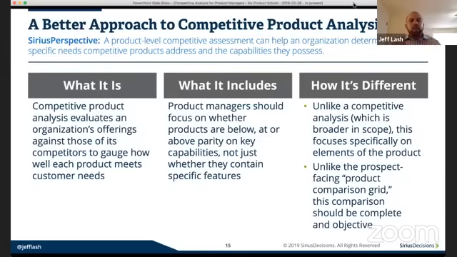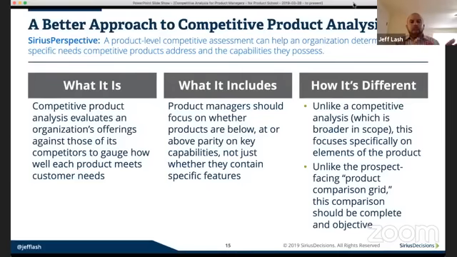This internal facing competitive product analysis should be complete and objective. We want to look at all of the things that our customers really care about, and we want to look at how well we actually do. We don't want to bend the truth. We don't want to say, oh yeah, well, we think ours is better, right? We want to make this objective, because if we don't do it objectively, then it's not going to be useful.